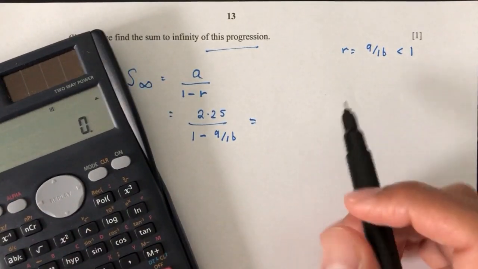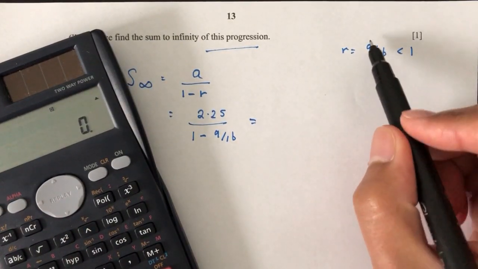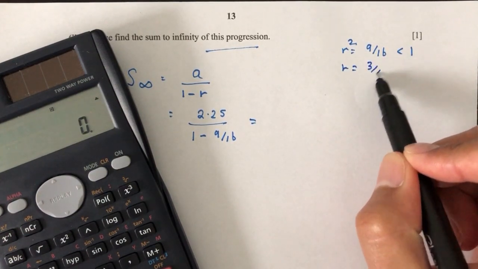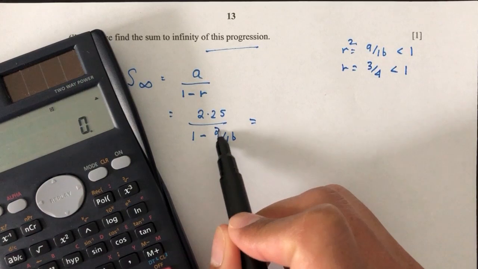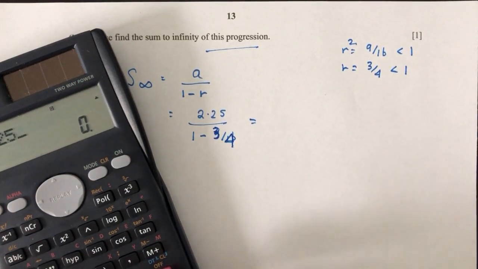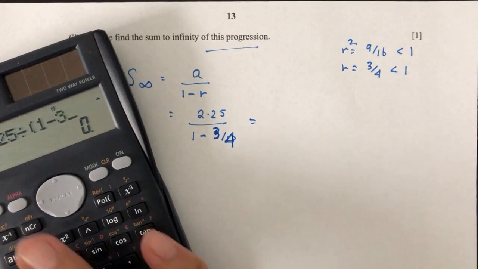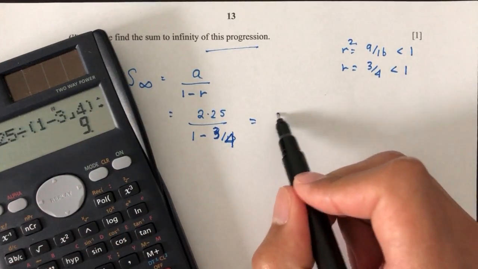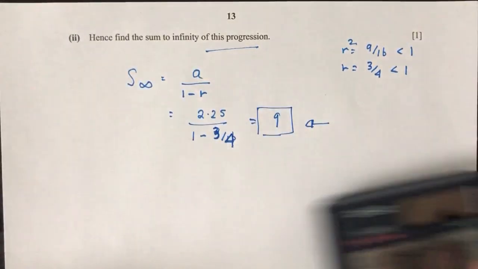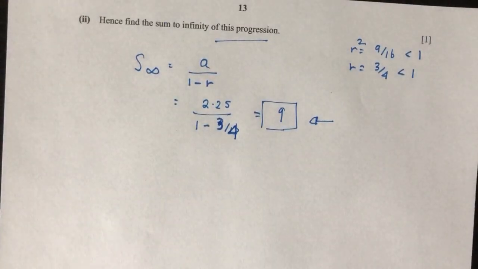So let's try again. Sorry, r is actually, this is r squared, mistake. R is 3 over 4. It's still less than 1. So we replace 3 over 4 here. So 2.25 divided by 1 minus 3 over 4. That will be 9. So this is your answer for part 2, and that was question number 10.